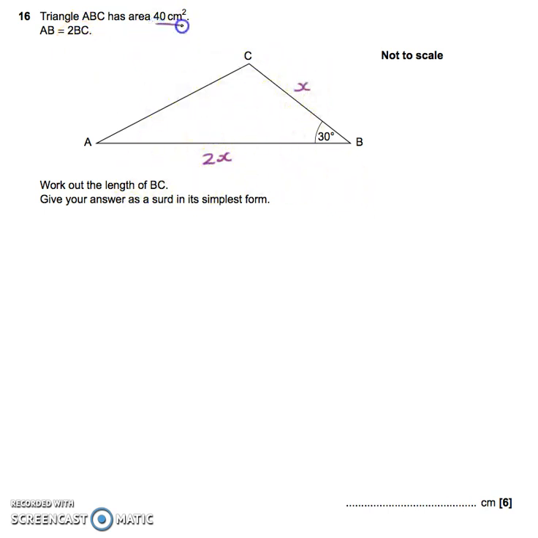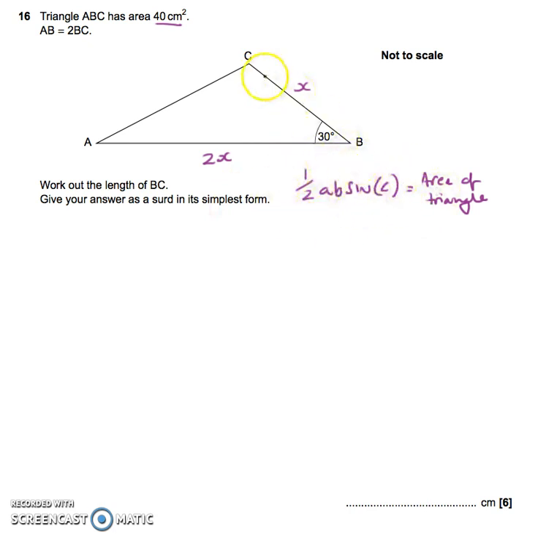We're also told that the area of the triangle is 40 centimeters squared. We've got to work out the length of BC. So this length X here is what we're aiming for. We need to give our answer as a surd in its simplest form. So this all revolves around knowing that half AB sine C is the formula for the area of a triangle when you don't have the perpendicular height. Like in this example here, we can use the trigonometry here. So knowing this formula is really useful.